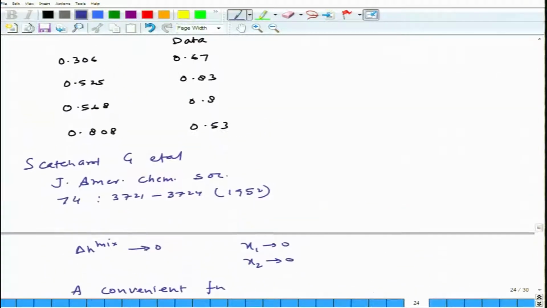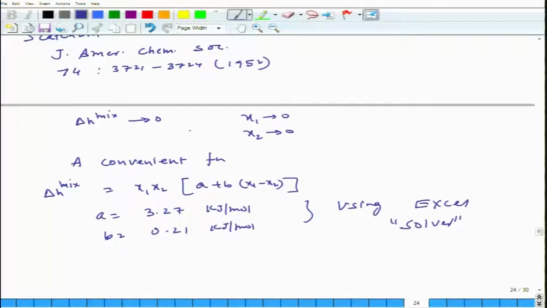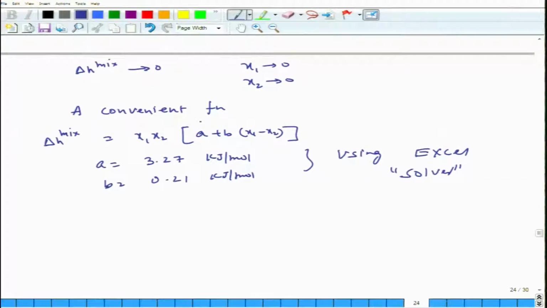You can just plug in these values, this becomes your x and this becomes your y, and plug in this expression, try to fit it, put a and b as the variables which you would like to vary in solver, and let Excel do its job. You should get this expression.